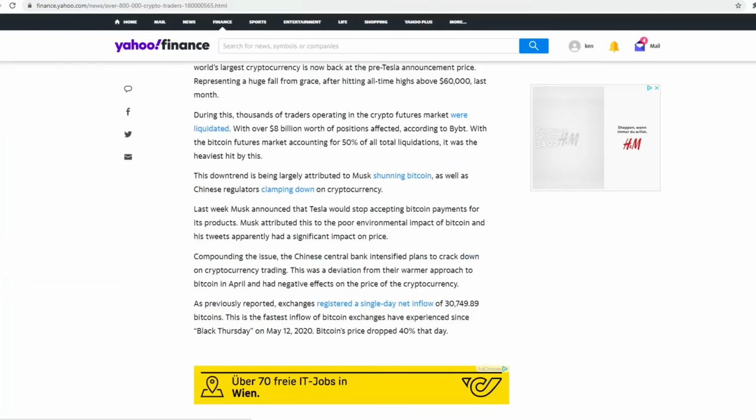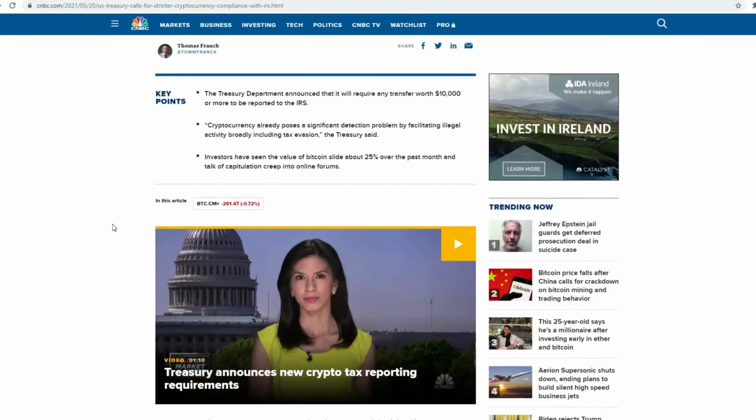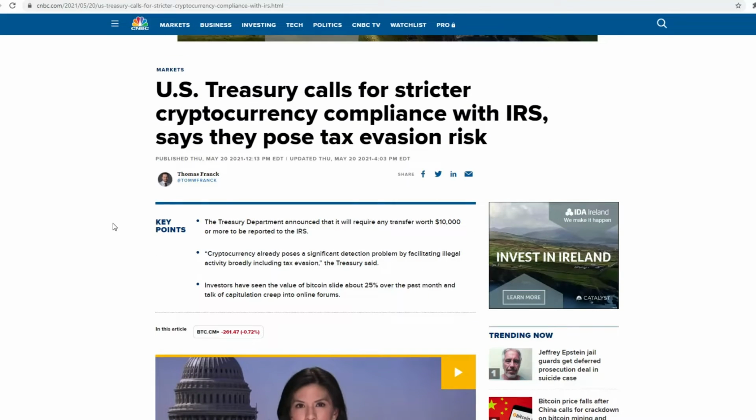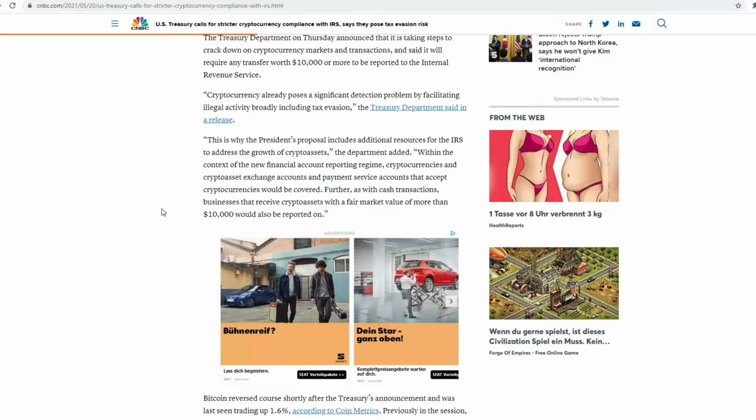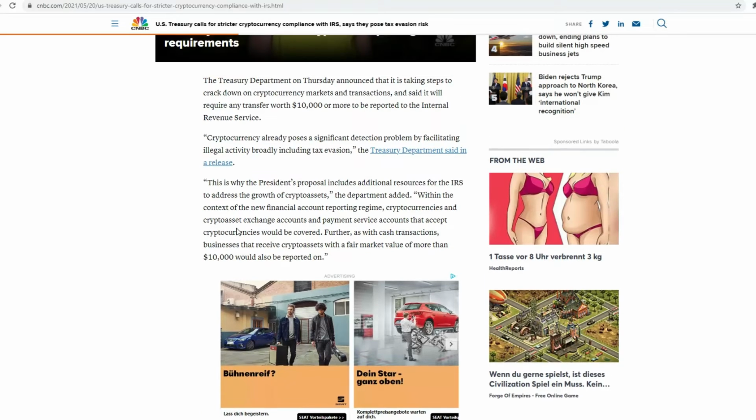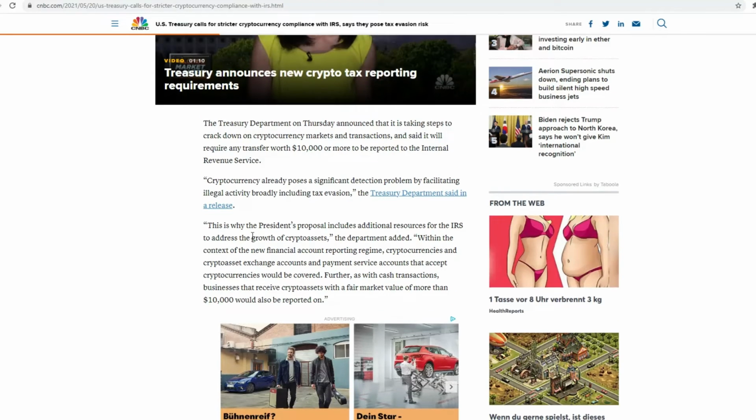Then, so that's that. And in addition to that, we've obviously heard news that came out 2 days ago that the US Treasury calls for stricter cryptocurrency compliance with the IRS, saying they pose tax evasion risks. The Treasury Department announced on Thursday, a couple of days ago, that it would require any transfer worth $10,000 or more to be reported to the Internal Revenue Service. Okay, so this is again really trying to track that whole movement of funds, ensuring that the Treasury would get a percentage in terms of tax from that, which is obviously going to help their coffers.